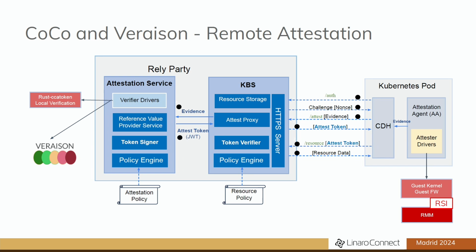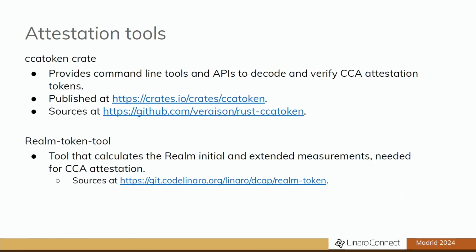We created the CCA token crate that basically extends Veraison as a library, and we can just link this to CoCo and provide local verification on CoCo, right? And we are working as well to extend the attestation service in CoCo to talk directly to Veraison. So I mentioned the CCA token crate, right? So this basically provides a command line tool and the library as well to decode and verify CCA attestation tokens. The code is published, it's public, so anyone can go and try the tool yourselves.